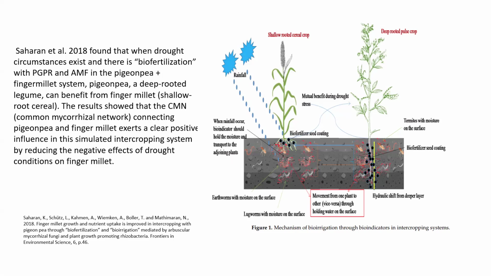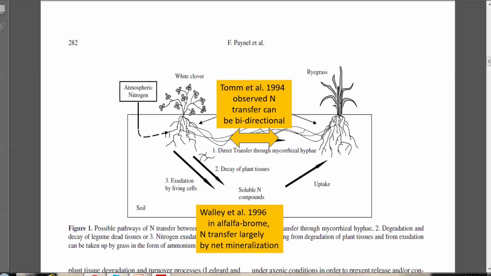This research found that when drought circumstances exist, there is a biofertilization benefit in a pigeon pea finger millet system. The pigeon pea, which is deeper rooted here on the right, can benefit the finger millet, and the benefit occurs through this common mycorrhizal network. And the water from the pigeon pea is allowing the finger millet to withstand drought. So very exciting, actually. So bioirrigation is what they're calling it here.